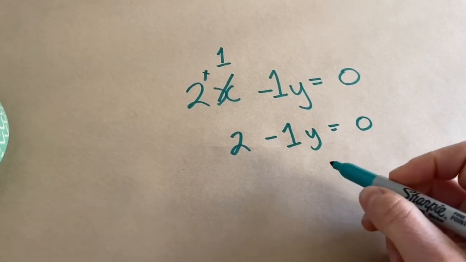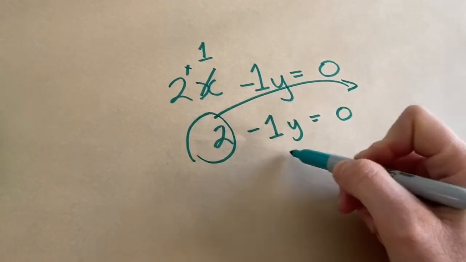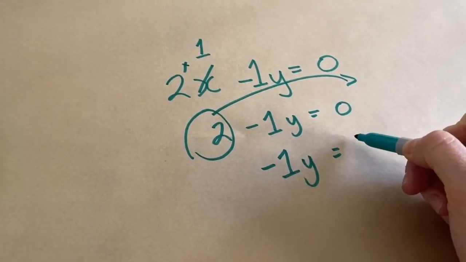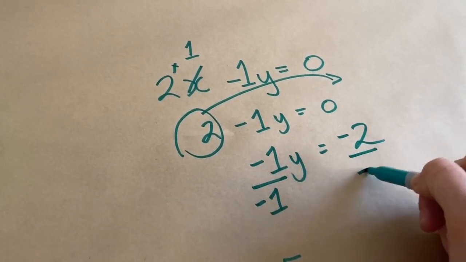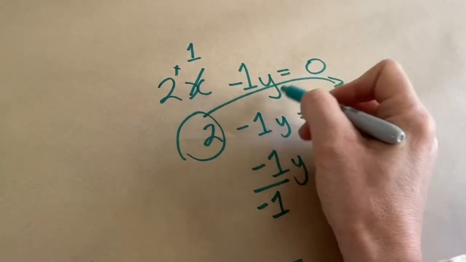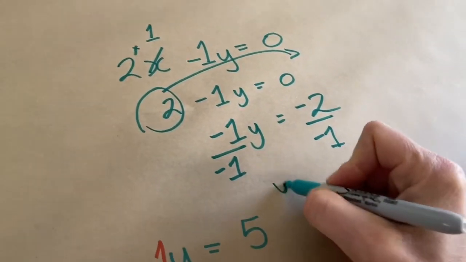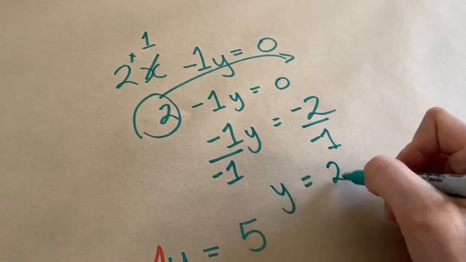I want to get the y all by itself, so I'm going to move the plus 2 to the other side. 0 minus 2 is just minus 2. And then I need to, and often people forget that, if you have a y here with a negative, you have to get rid of the negative. You can't just leave it there. So that means y is equal to negative 2 divided by negative 1, which is equal to 2.